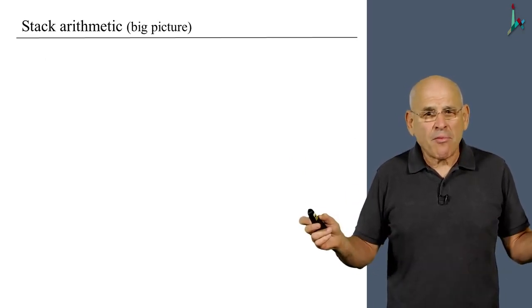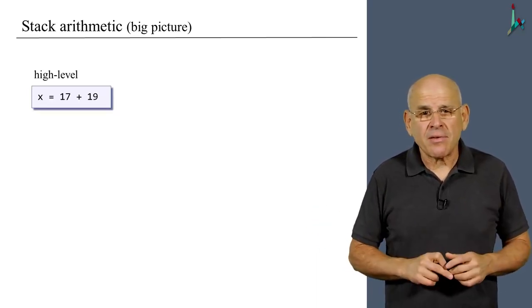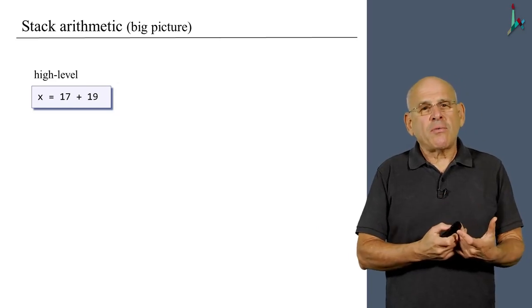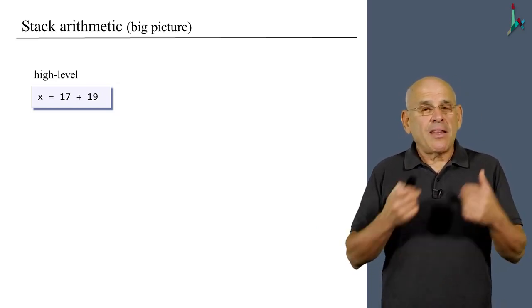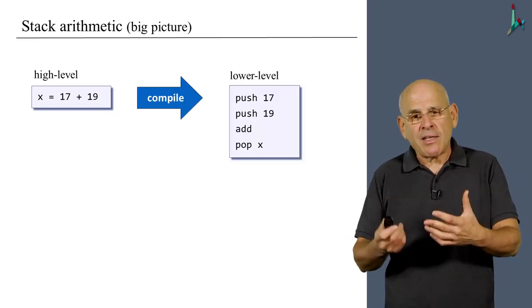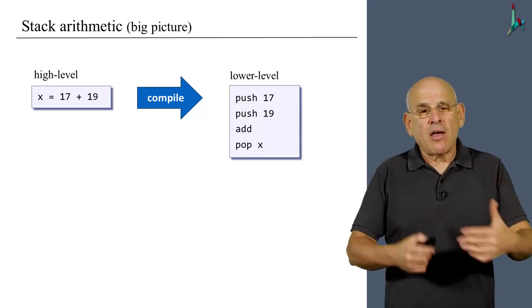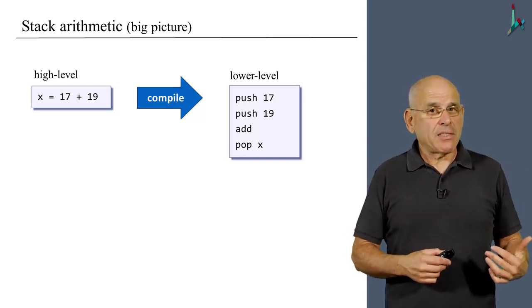Where do these commands come from? Well, they come from the compiler that we haven't seen yet. So if you start with a high-level statement like x equals 7 plus 19, the compiler that we will build later on in the course is going to translate it into, in this case, push 7, push 19, add, and pop x.